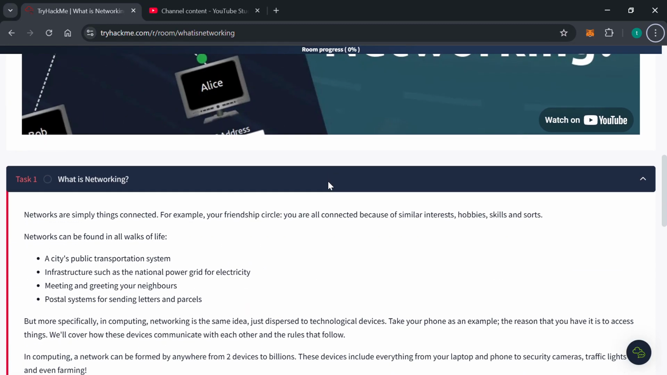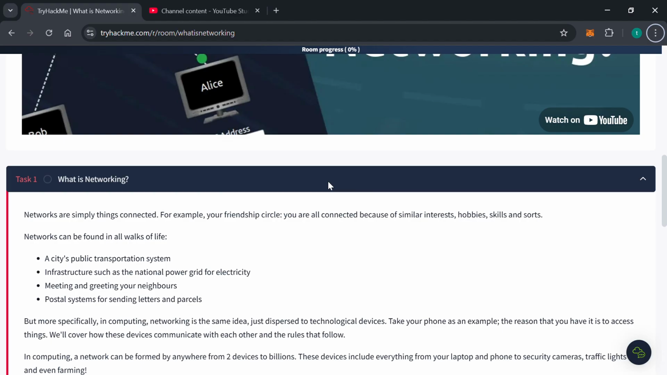Networks are simply things that are connected. Take, for example, your friendship circle. You have some friends that you play football with, you have some friends that you're in school together, you have some friends that you enjoy going to parties together. That's just an example of a network. You all are connected because of similar interests, hobbies, skills, and such, right?